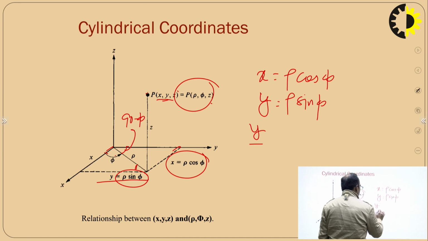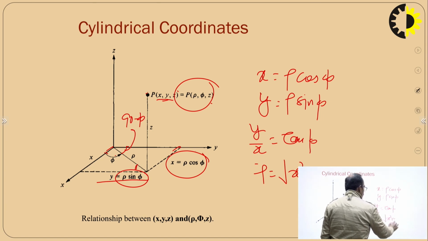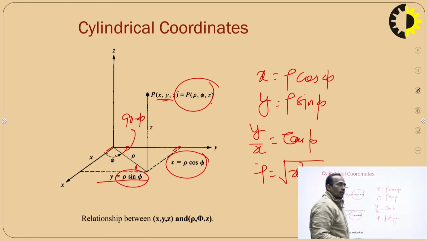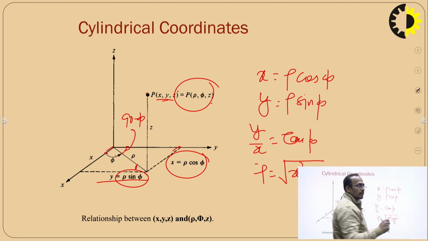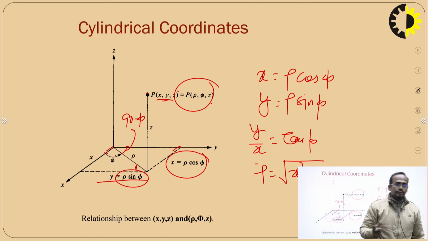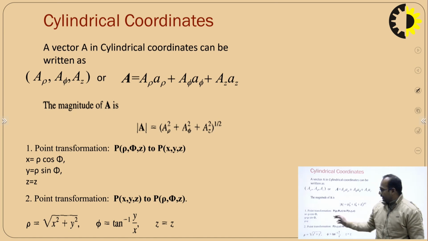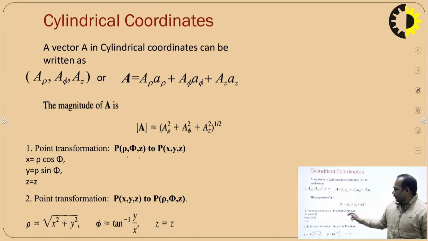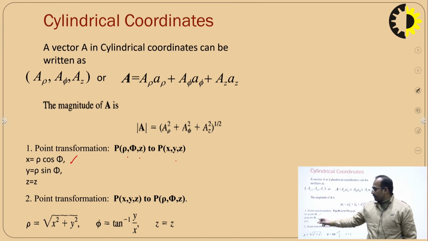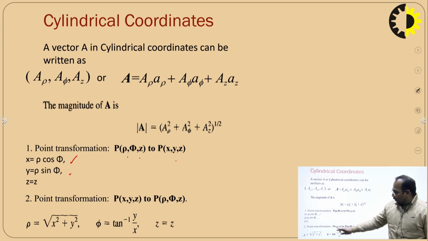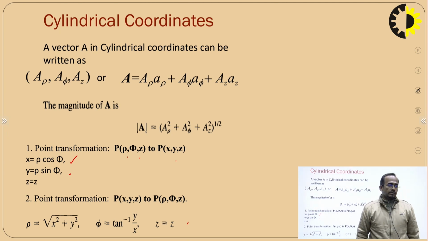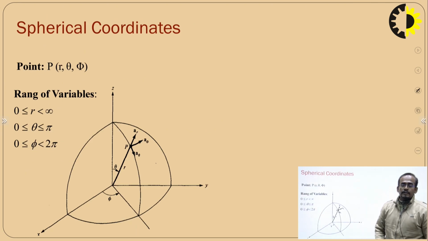Here you can write y by x is equal to tan phi and rho is equal to the square root of x square plus y square. Z is the same; only the different variables are rho, phi, x, y. So you can see here the transformation from point P rho, phi, z to P x, y, z: x is equal to rho cos phi, y is equal to rho sin phi and z is equal to z, rho is equal to this and phi is equal to tan inverse y by x. Now coming to the spherical coordinate system.